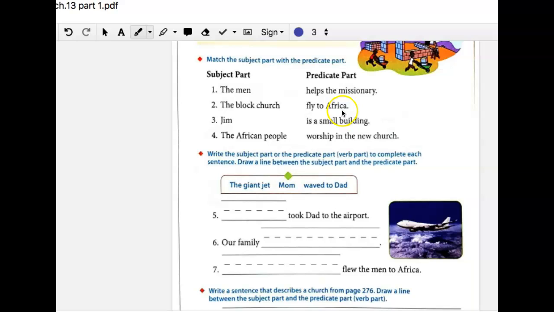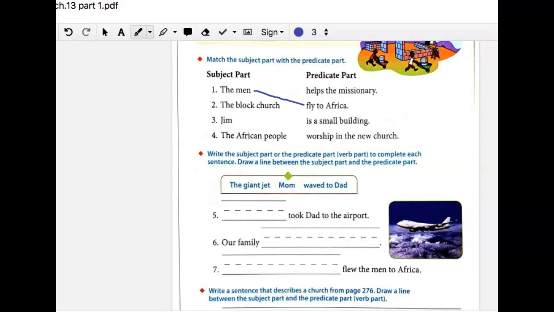Fly to Africa. Maybe is a small building. The man is not a building, so that cannot be it. Worship in the new church. I guess that could be a good answer too, but I think the best answer would be fly to Africa, because it seems like this sentence is about a group of men going to Africa as missionaries.